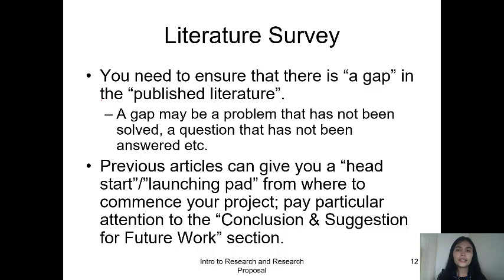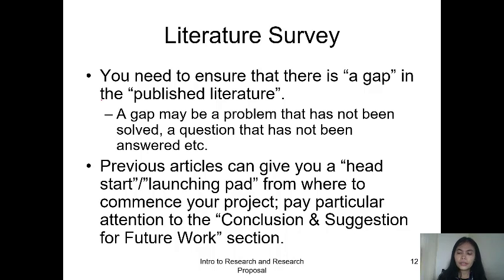Now we go to a literature review or literature survey, you name it. I'm sure that you still remember when we were doing English 4 and we were talking about writing a literature review, where you look for a gap from published literature. So what is a gap? I will remind you again. A gap may be a problem that has not been solved, or a question that has not been answered yet. If you're still confused with this, go back to your submission for English 4 and check which one is the gap that I mean.